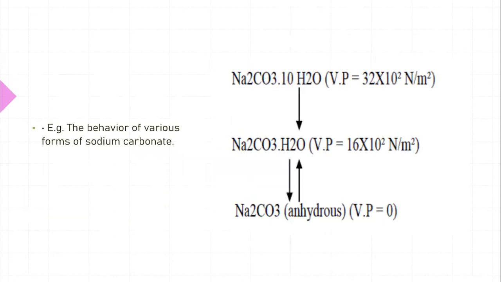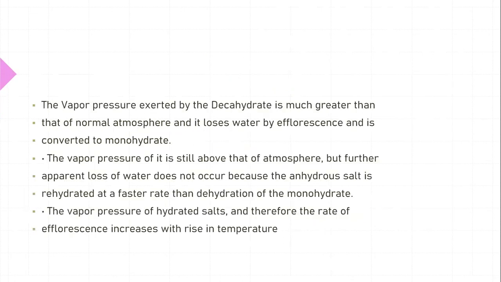The behavior of various forms of sodium carbonate. For its example, you have to see the behavior of various forms of sodium carbonate. The vapor pressure exerted by the decahydrate is much greater than that of the normal atmosphere, and it loses water by efflorescence and is converted to a monohydrate. So it loses water by efflorescence and it is converted into monohydrate.